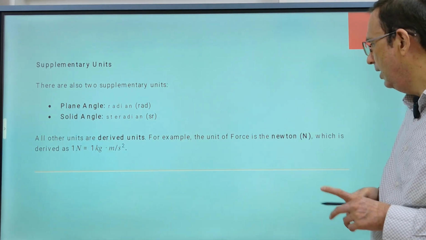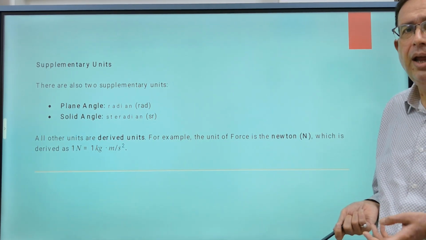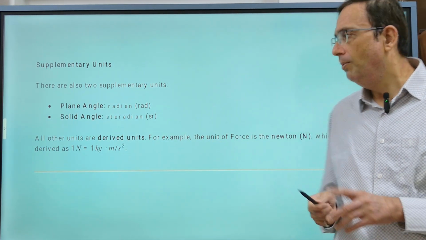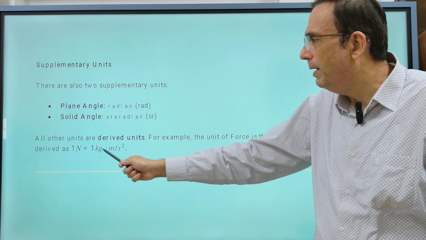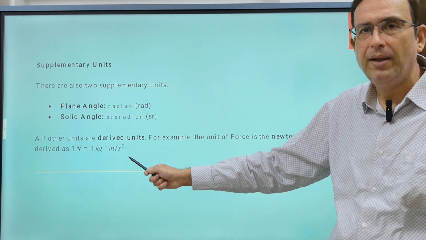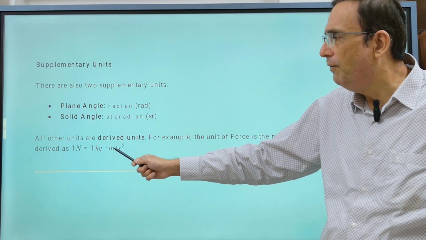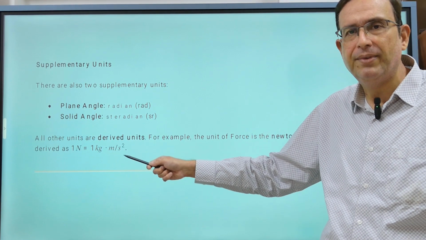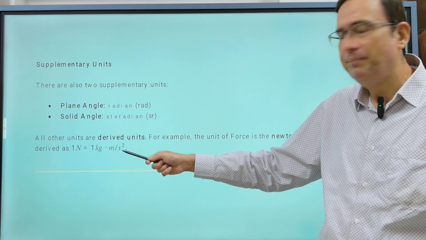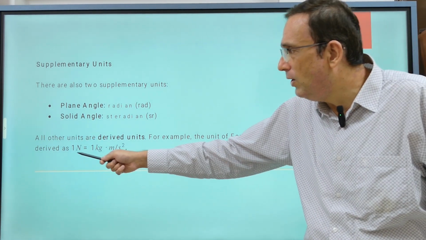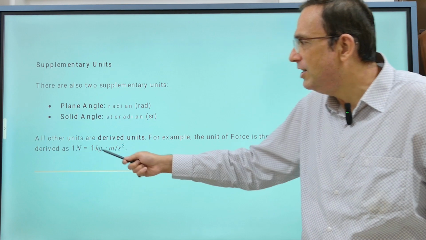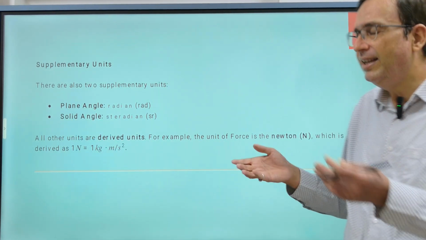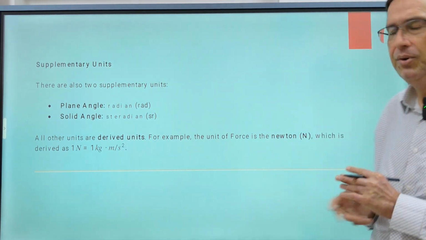For example, the unit of force is Newton, and the definition of force is mass times the acceleration of the object. Mass is in kg and acceleration is meter per second square. It is the rate of change of velocity, and velocity is meter per second, and the rate of change of meter per second with time is meter per second square. So 1 Newton expressed in terms of fundamental units is 1 kg meter per second square. A Newton is a derived unit.